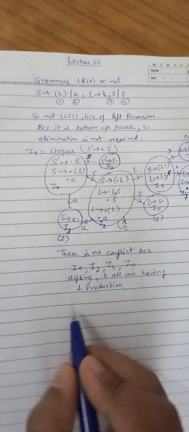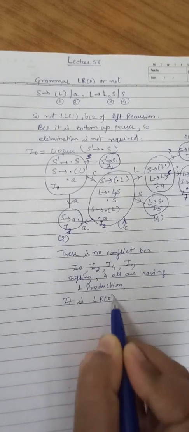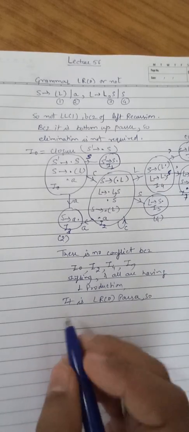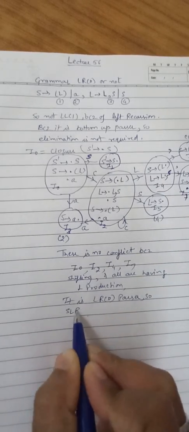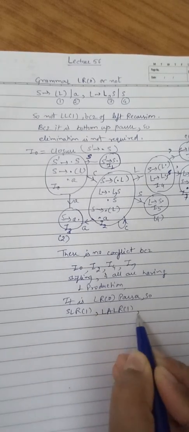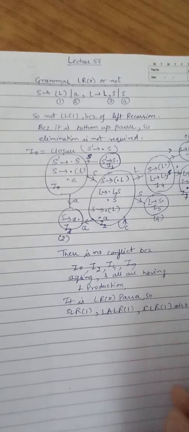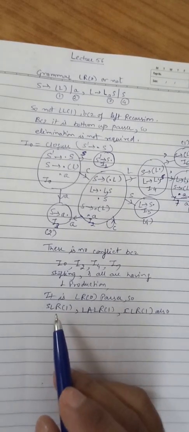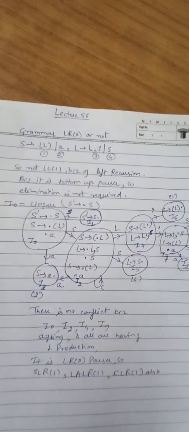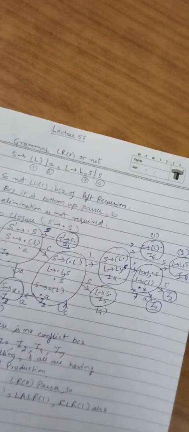So we can simply say it is an LR0 parser. Because it is an LR0 parser, it can also be SLR1, LALR1 and CLR1. So this is an example of how to check whether a grammar is LR0 or not.